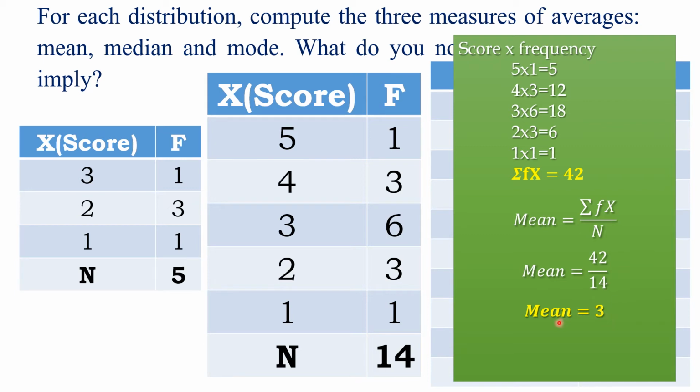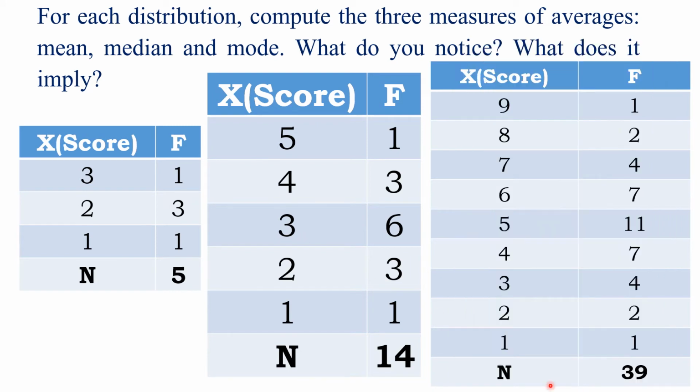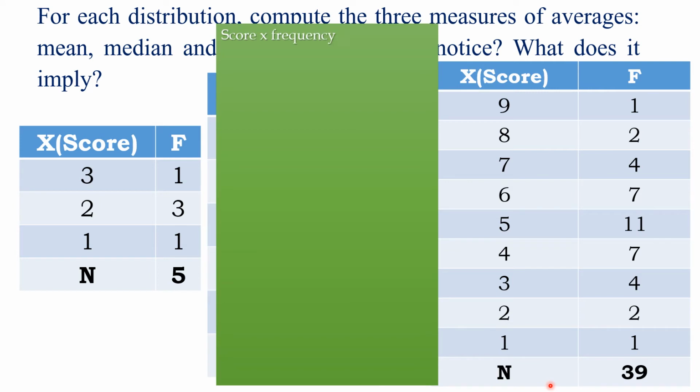And for the median, let's locate the middlemost score, which is 3. Therefore, the median is 3. And for the mode, let's look for the highest number of frequency, which is 6, and the score is 3. That is now the mode. They are also equal. And for the third and last table, same process again.